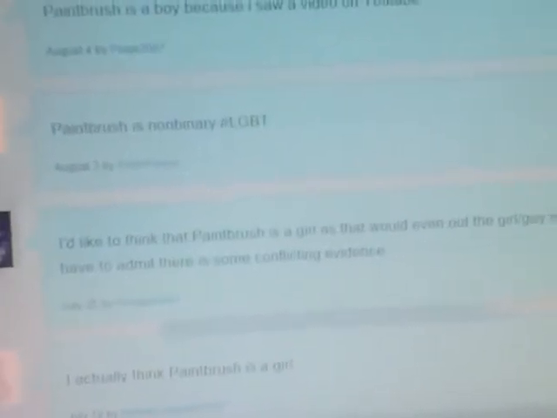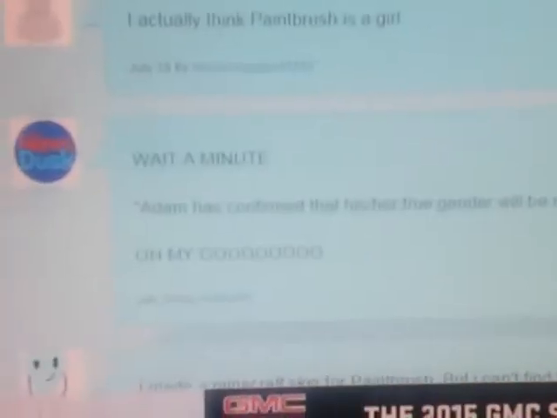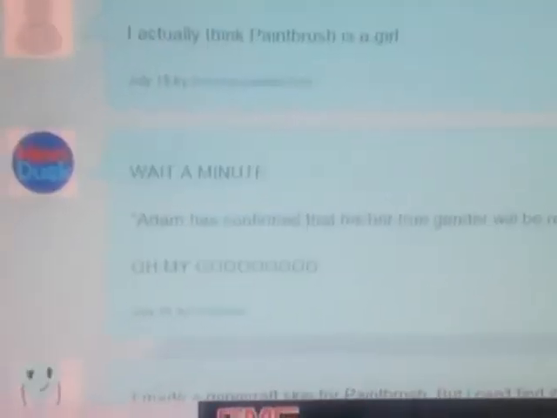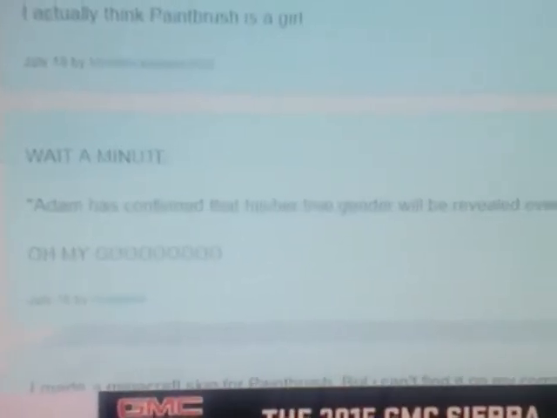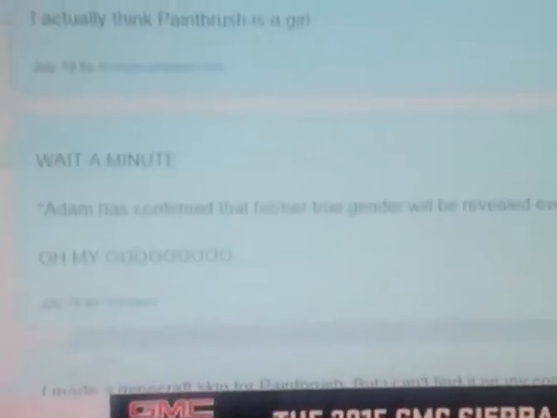I'd like to think Paintbrush is a girl, and that would even out the girl-guy ratio a bit, but I have to admit there is some conflicting evidence. So we're gonna see if we can find any of that evidence. And we're gonna start stacking it up. I actually think it's a girl. Adam has confirmed that his or her true gender will be revealed eventually.